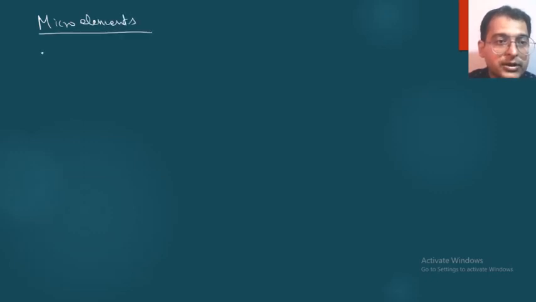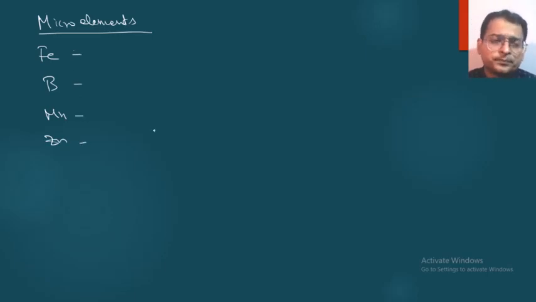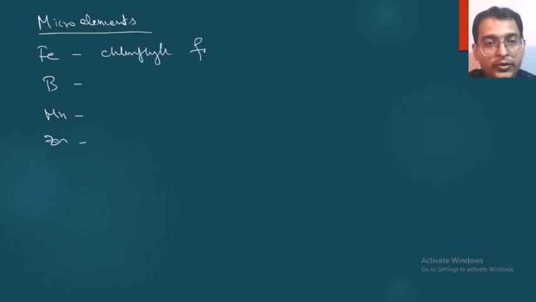Let's see some of the functions of the micro elements. Which micro elements shall we consider? Iron, boron, manganese and zinc. These are the four elements we will consider. So what is the importance of iron? It is essential for chlorophyll formation.